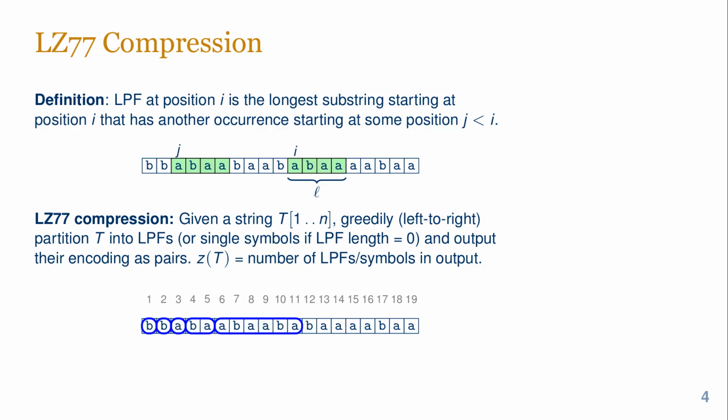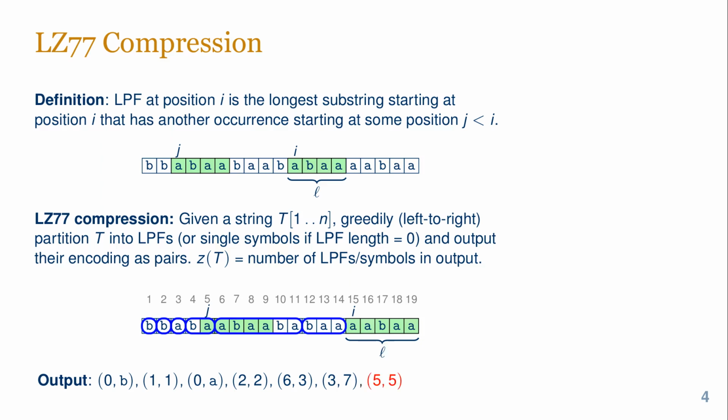Suppose we have already partitioned this example string up to position 11. At this point, we take the LPF at position i, which in this case is a substring of length 3 starting at position i with an earlier occurrence at position 7. We then encode it in the output as a pair of integers containing the length and the position of an earlier occurrence. Thus, we next look at position 15. In this case, the LPF at position 15 has length 5 and an example earlier occurrence starts at position 5. We thus append the pair (5, 5) to the output. This concludes the compression algorithm. The value of z(t) for this string is 7, as the output consists of 7 pairs.